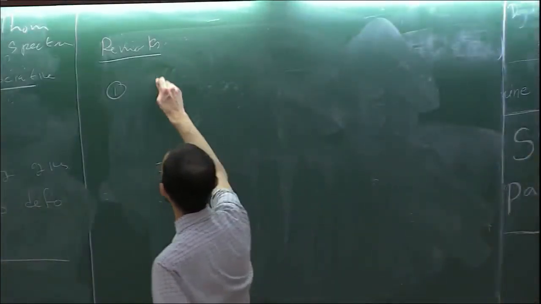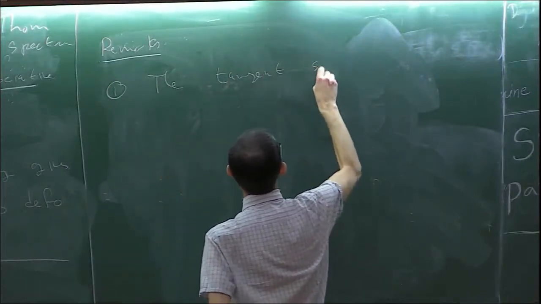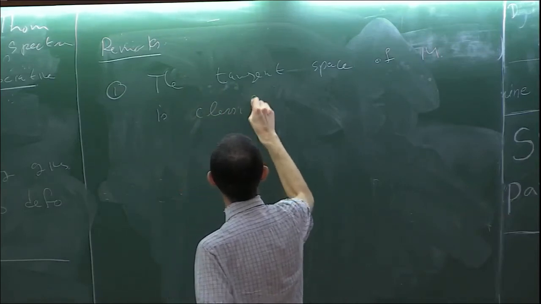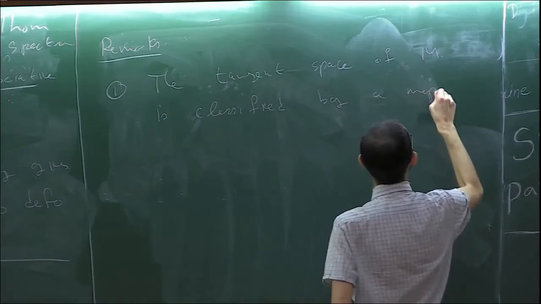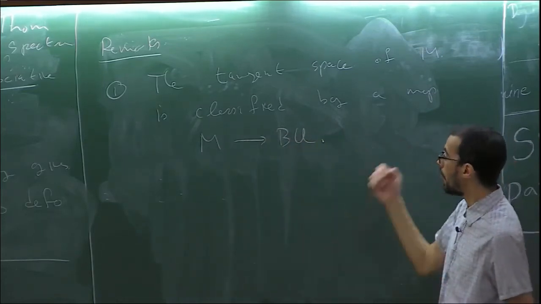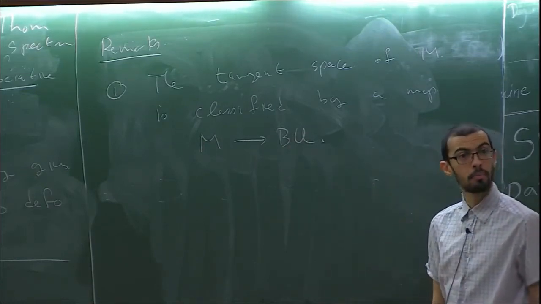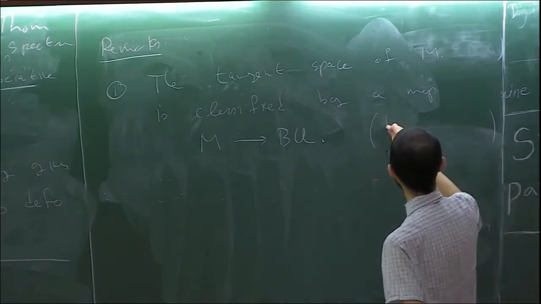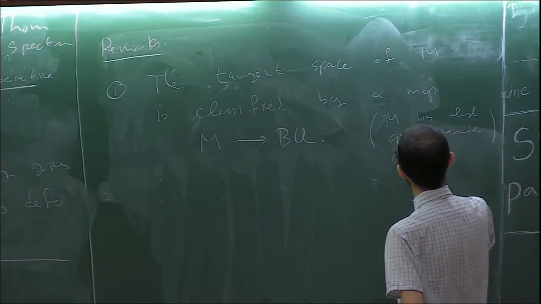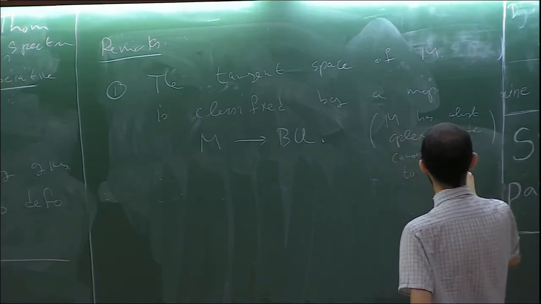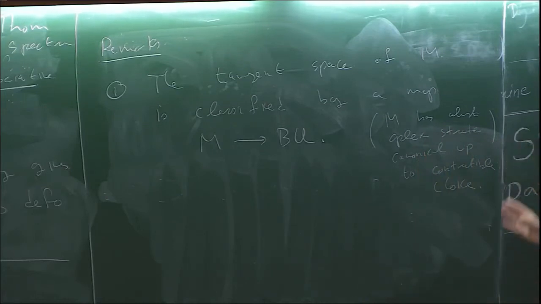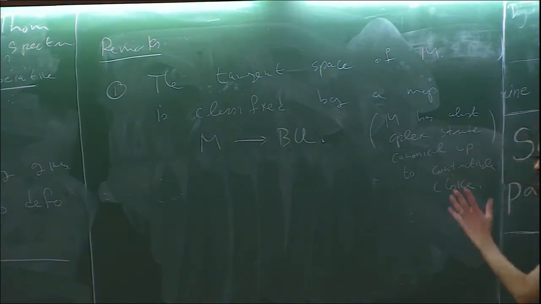First, okay. So the first remark is that the tangent space of M is classified by a map M to BU. Okay, so what does that mean? Well, M is a symplectic manifold, so M has an almost complex structure, which is canonical up to contractible choice. And so this is a classifying map for the complex structure on the tangent space.